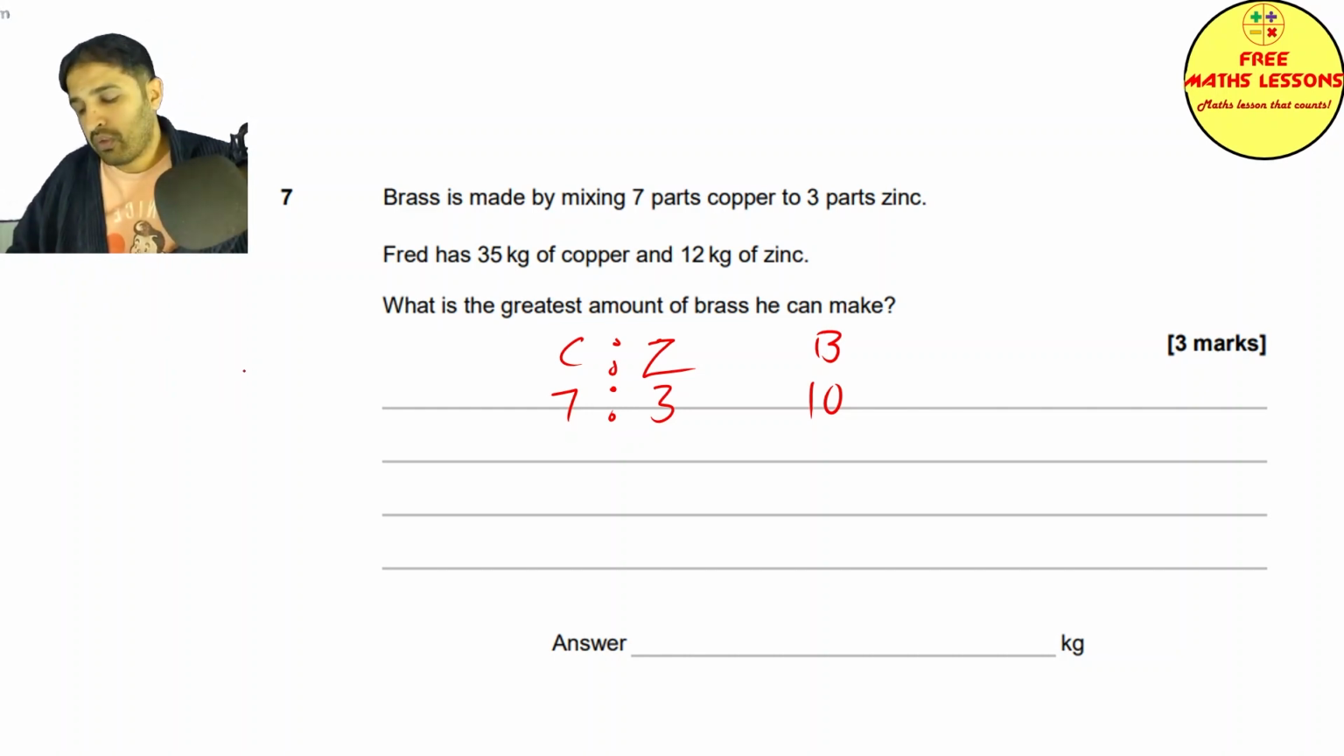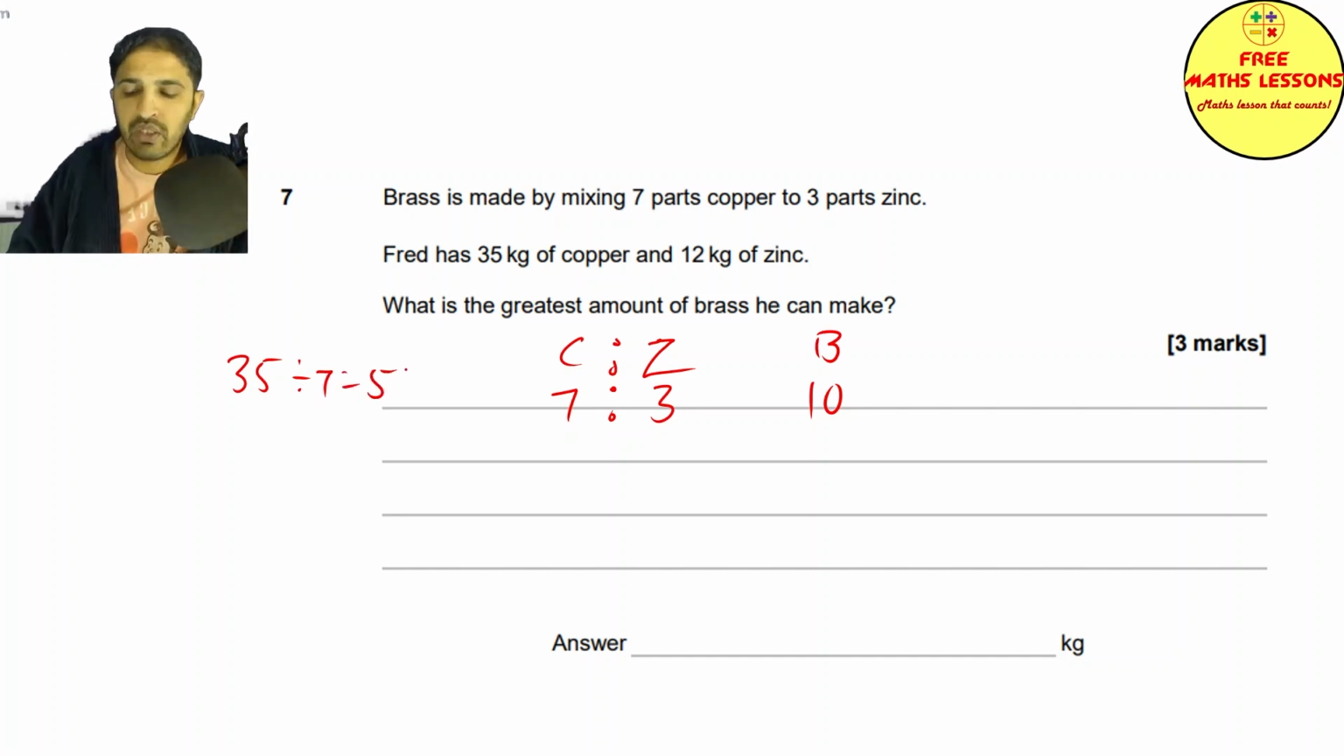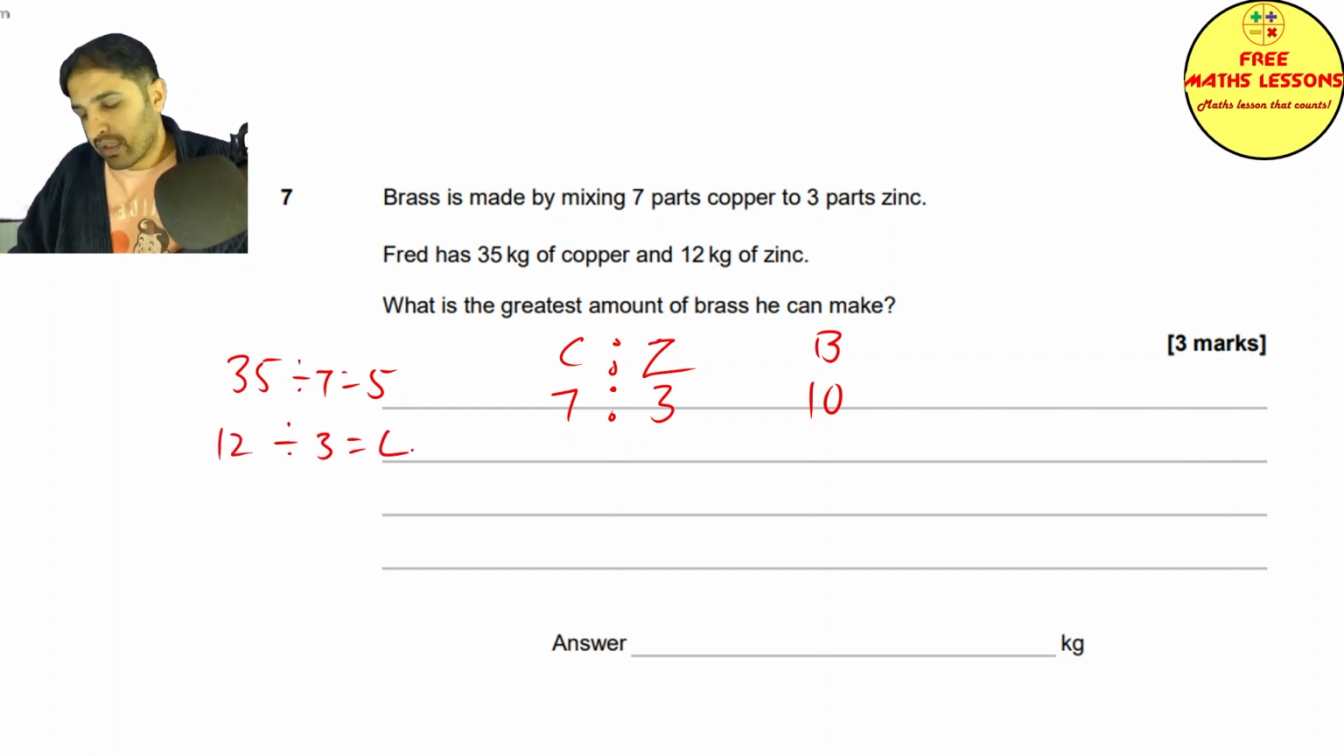If I do 35 divided by 7, it's 5. So I can actually use 5 lots of 7s. I can repeat this process, 7 kilogram and 3 kilogram, 7 kilogram and 3 kilogram, for 5 times. And for the zinc, I can do 12 divided by 3 and that'll give me 4. So I can only repeat the process for zinc 4 times. So obviously I can't do it 5 times. I will need 3 kilograms of zinc to repeat that process 5 times.